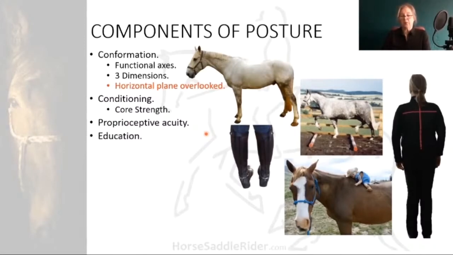Education is an important component of posture because we very much have to learn to move efficiently and effectively. When we're lifting, for example, we know we should use our limbs more and keep our backs straight rather than just using our backs to lift. And that involves motor control, central pattern generator development, as we talked about in the last presentation.